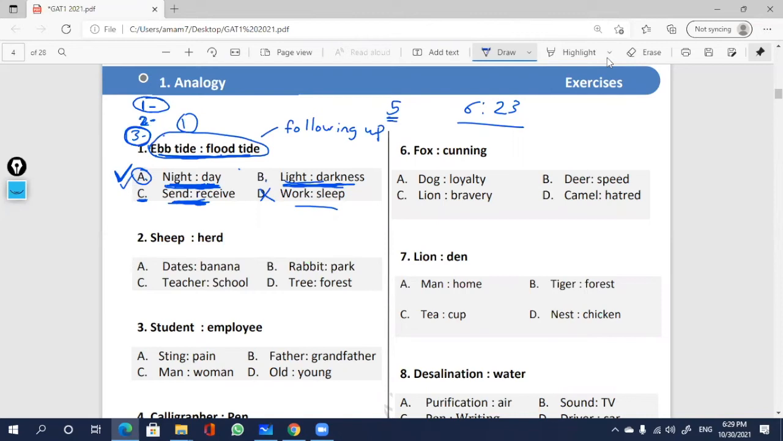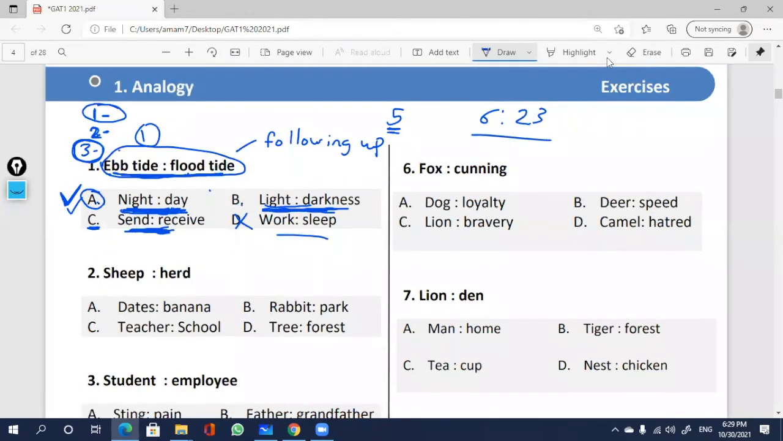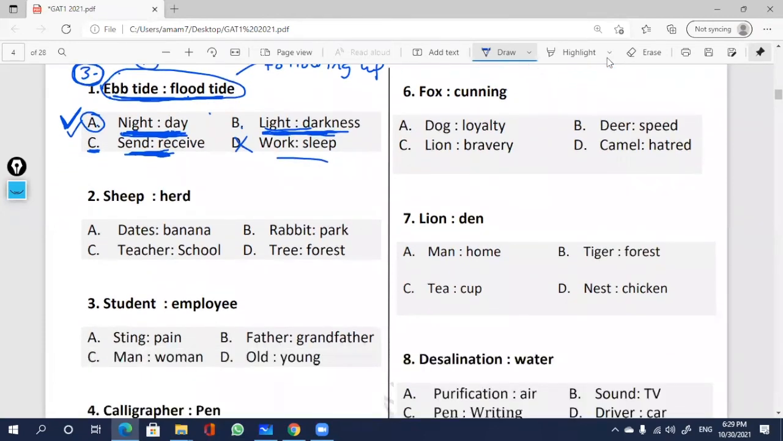Okay, how about the second one, number 2? Who can answer this one? Raise your hand.